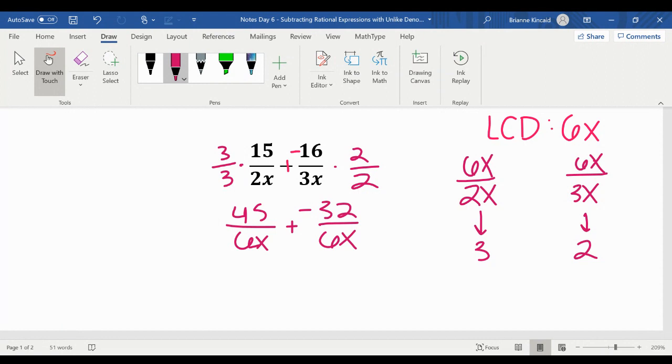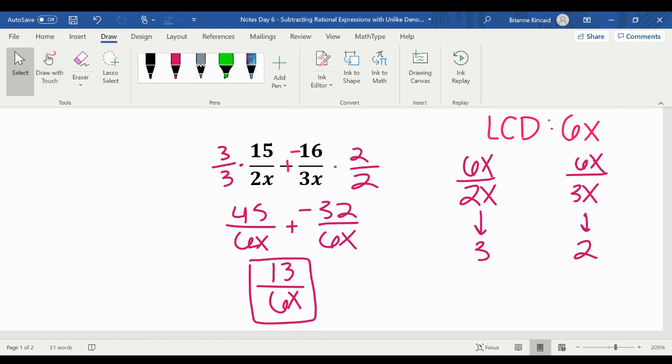I go ahead and I combine where I can. So 45 and negative 32 is going to give us 13 over 6x. And in this case, nothing eliminates. So this is our final answer. And because nothing has eliminated, we don't have any excluded values.